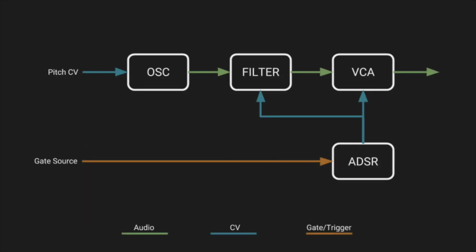So I updated the diagram. You can see it's the same as we had before. We have the oscillator, the filter, the VCA, and the ADSR. What's different now is that the output from the ADSR is going to go to both the VCA and the filter. And this isn't an uncommon setup in fixed architecture synthesizers. You'll sometimes have the ADSR that controls the VCA also running to the filter.